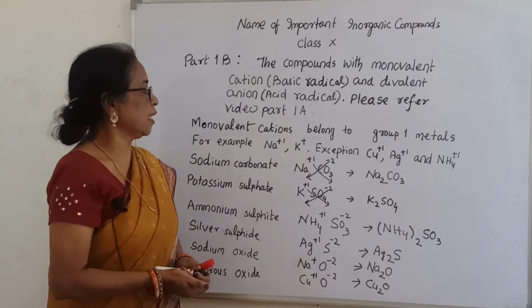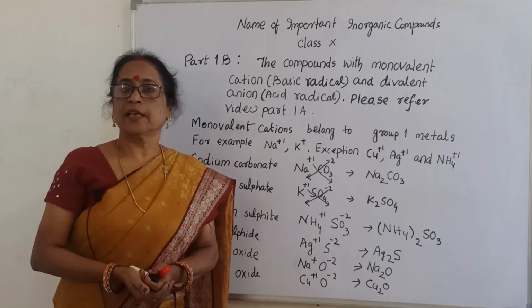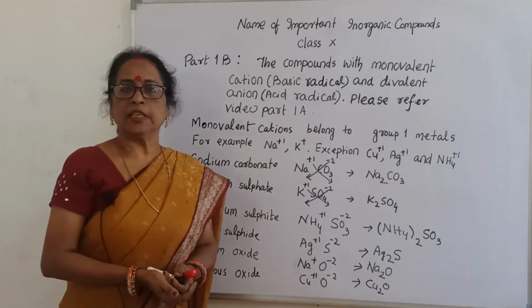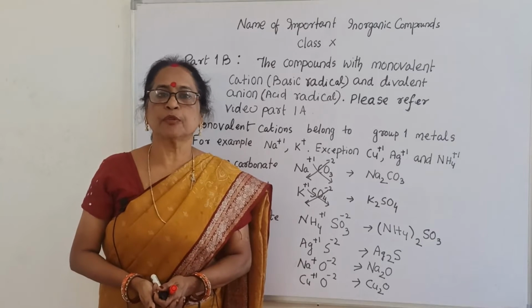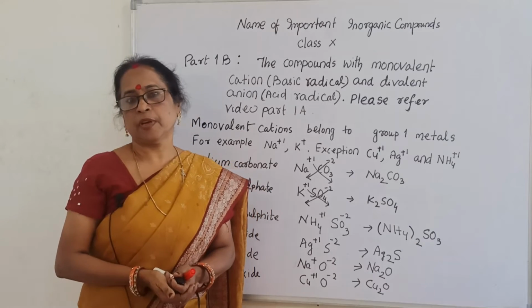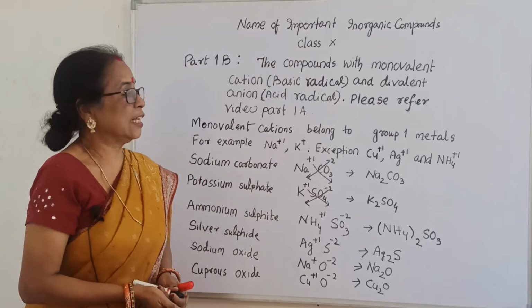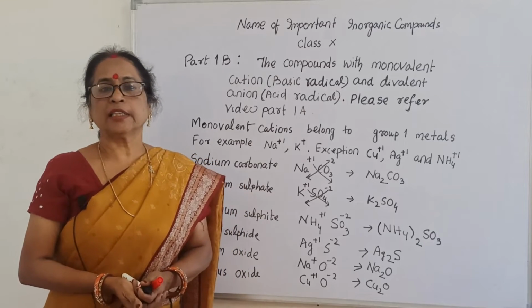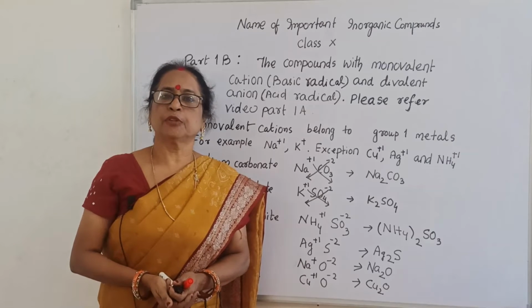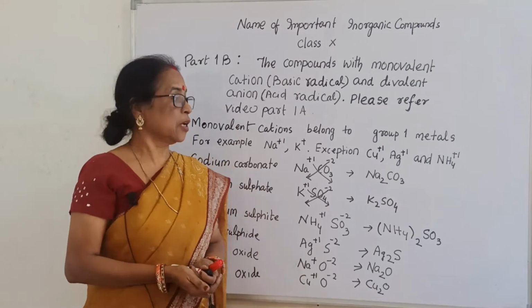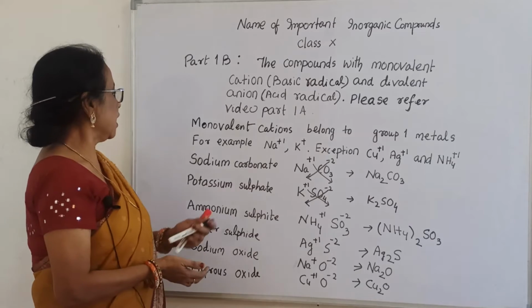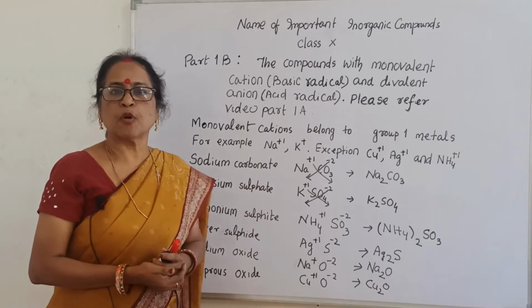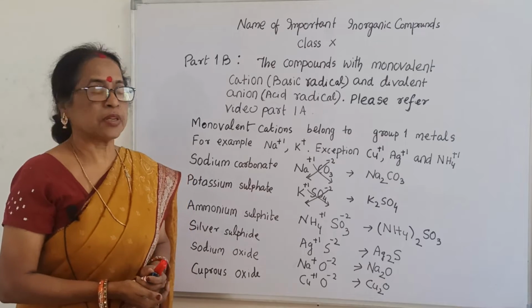Now you see what the metals in the first group are. Hydrogen is not a metal. Hydrogen, lithium, sodium, potassium, rubidium, cesium, francium. That means you should remember it like this: hydrogen, lithium, sodium, potassium, rubidium, cesium, francium. Here you can see the example I have taken, sodium and potassium, having monovalent charge, that is +1 charge.